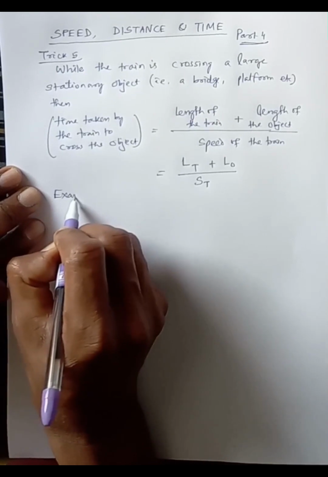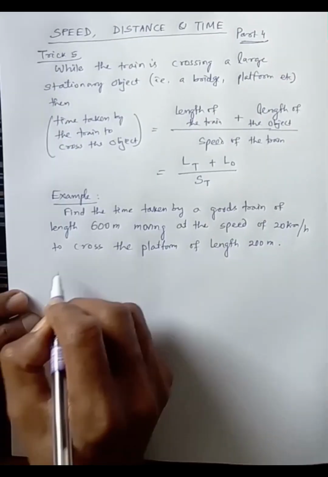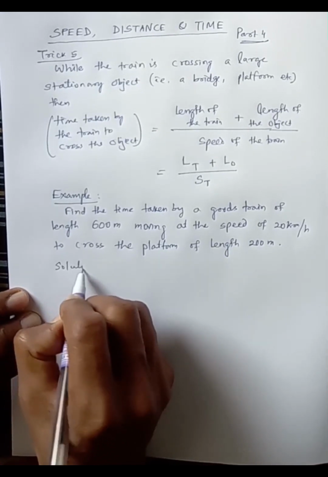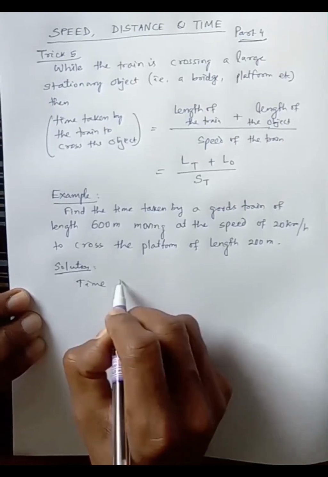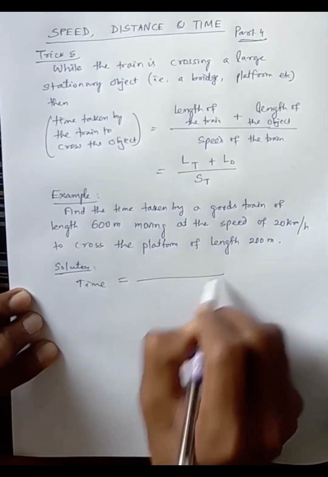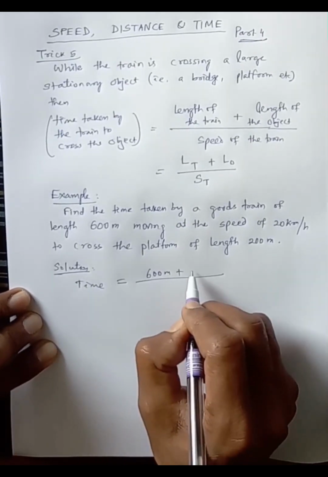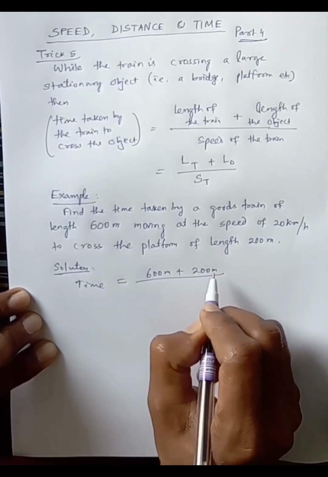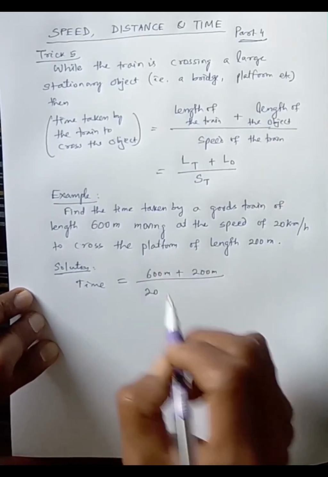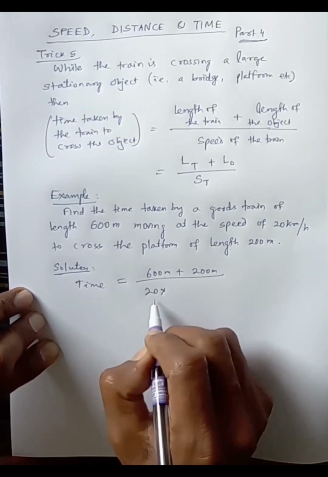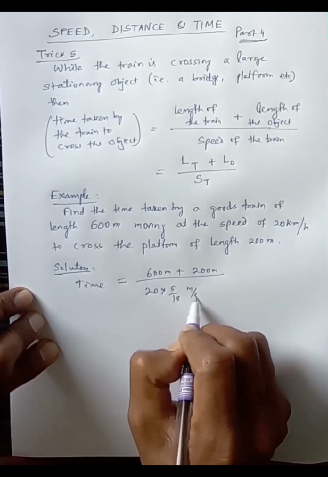Example. Solution. Time is equal to length of train 600 meter plus length of object 200 meter divided by 20 kilometer per hour. To convert kilometer per hour, we must multiply by 5 by 18 to get meter by second.